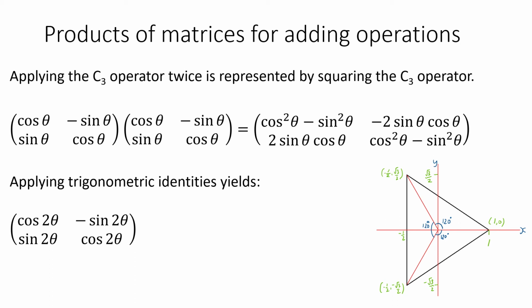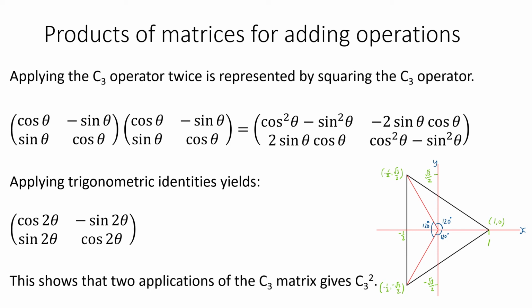So it's just common sense, really, I suppose. That's the fairly obvious result. And this shows again how these matrices are very amenable to showing combinations of operations. There you go. So this has proved to us that C3 followed by C3 is this C3 twice.